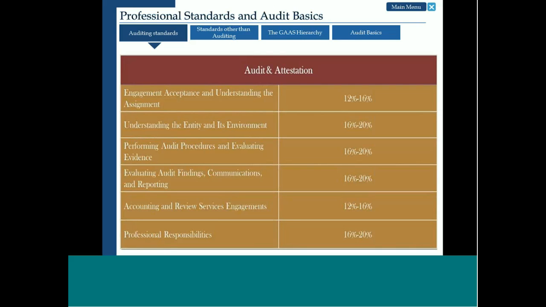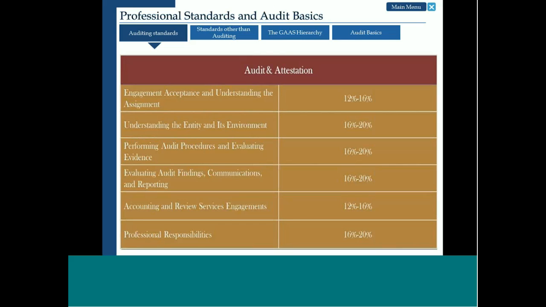Then you get the understanding of the entity and its environment, more like internal control and risk assessment, which would be weighted around 16 to 20%. The third part would be performing audit procedures and evaluating evidence. This is beyond the planning, where you are doing the execution of the audit. Then evaluating findings, communication and reporting, where under this broad area we need to understand different types of audit reports.